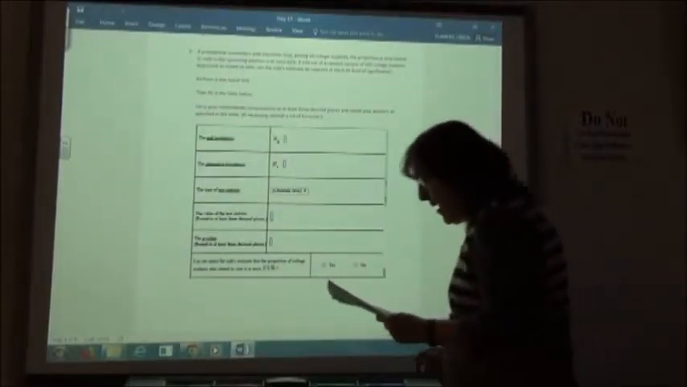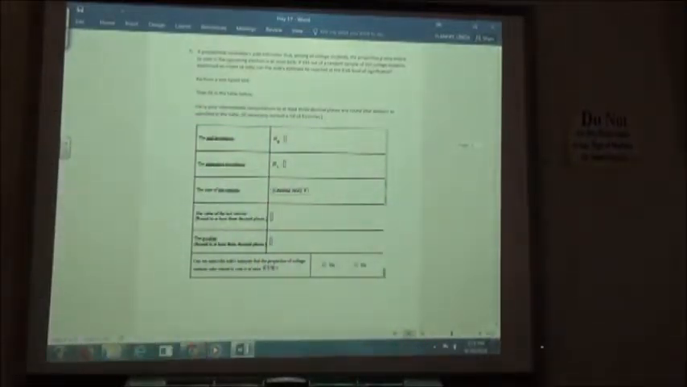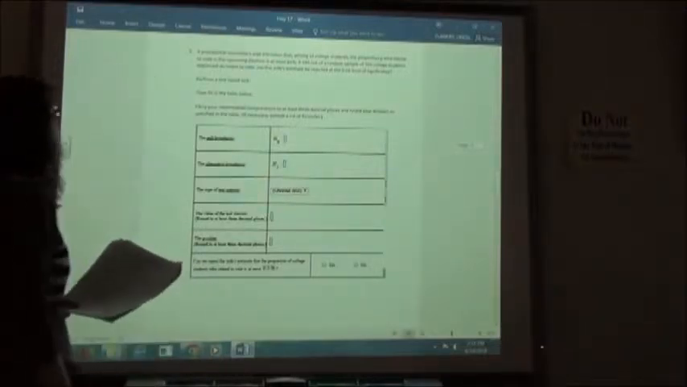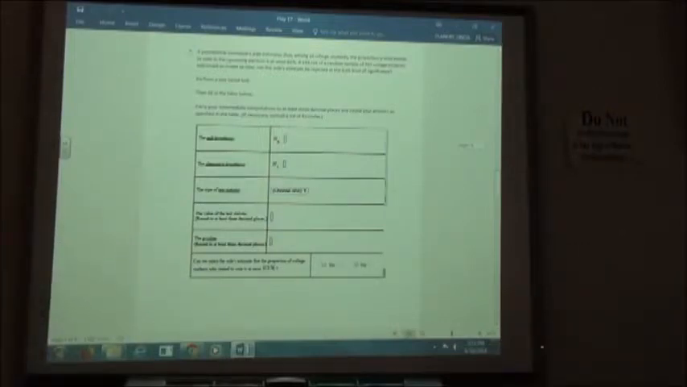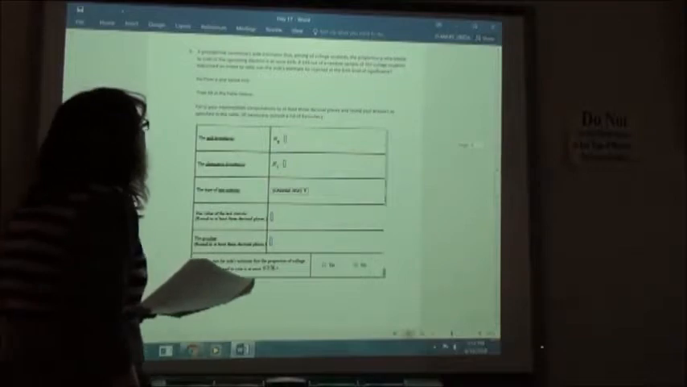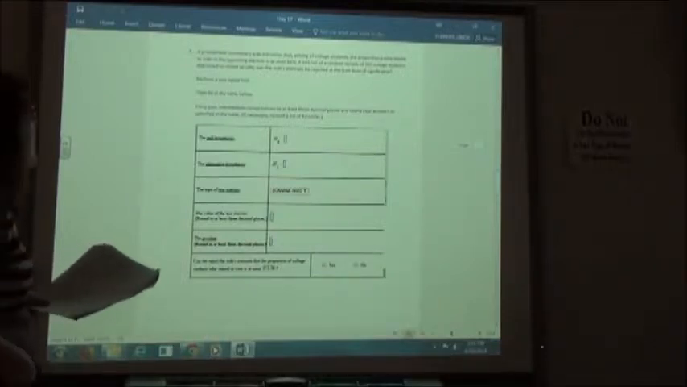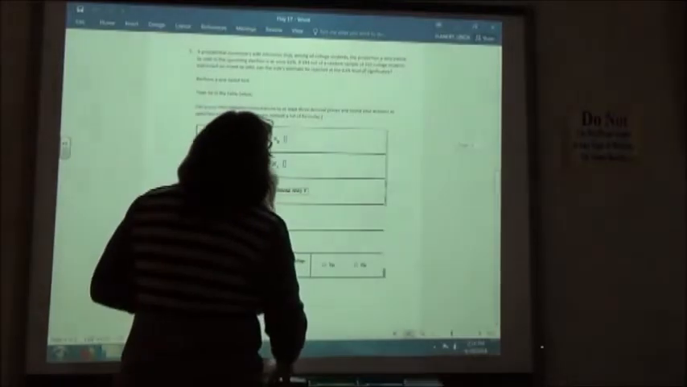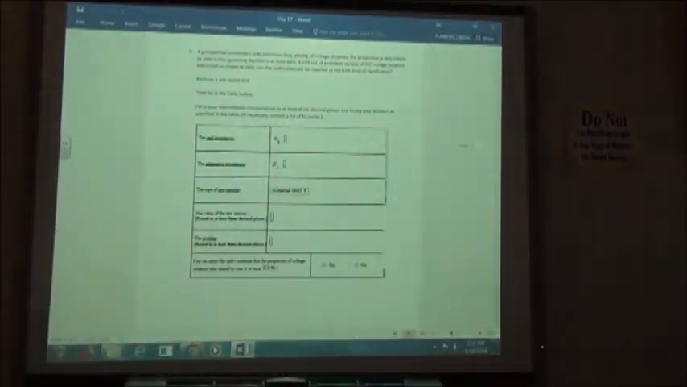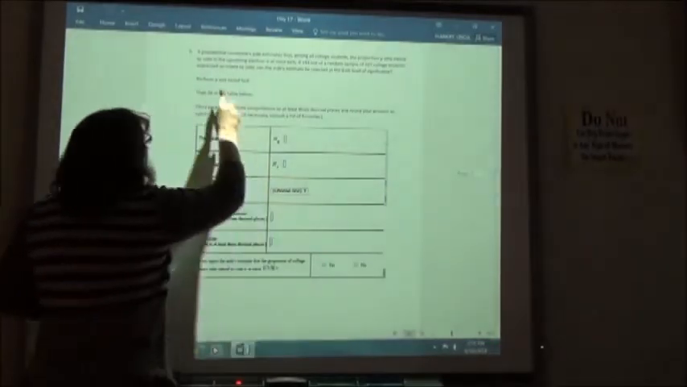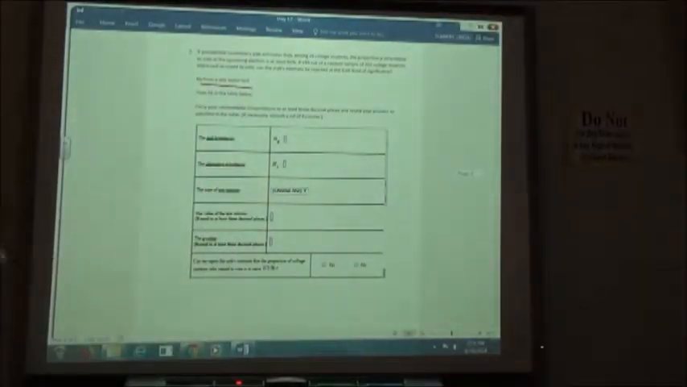All right, so number 5. Let's see if I find number 5. I'm trying to do 6. A presidential candidate's aide estimates that among all college students, the proportion P who intend to vote in the upcoming election is at most 65%. If 193 out of a random sample of 265 college students express an intent to vote, can the aide's estimate be rejected at the 0.05 level of significance? Perform a one-tail test. We're doing a one-tail test because we're using the words at most 65%.